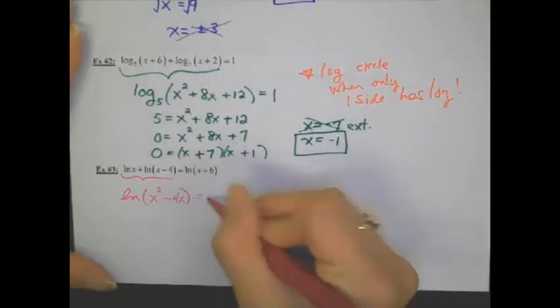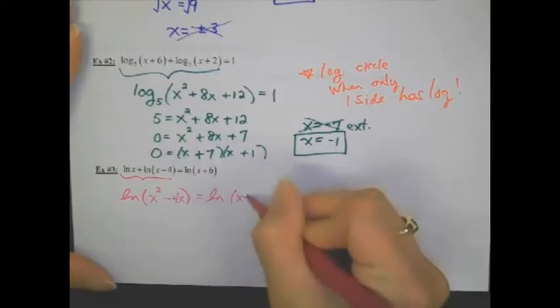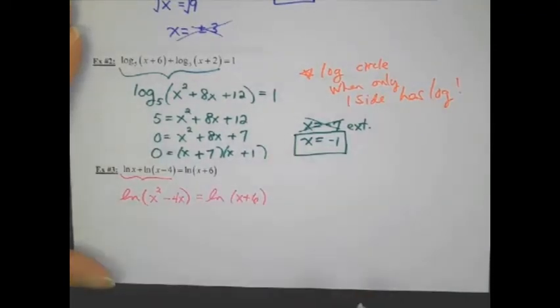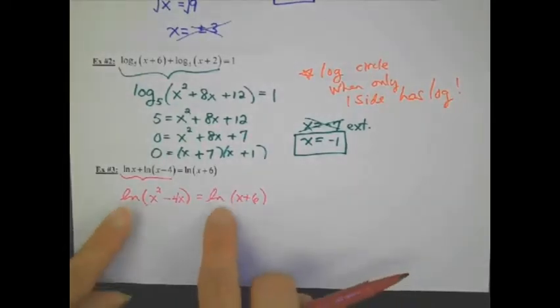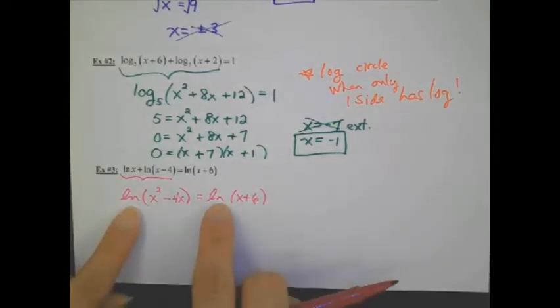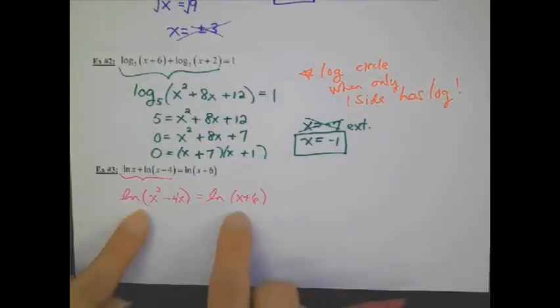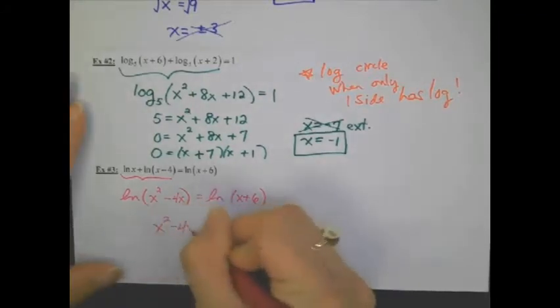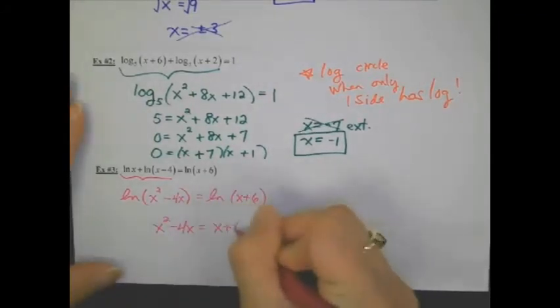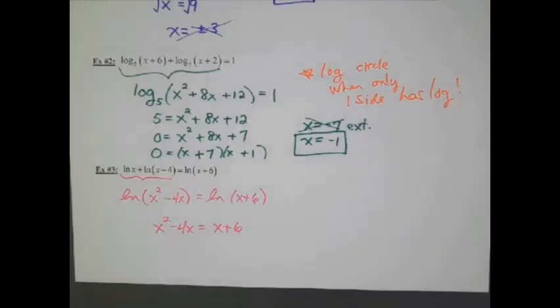All right, what do I have on the right? I have another natural log. Okay, so we have two natural logs here. Is this a good time for a log circle? No, because you have two logs, the same kind of log, and they're equal, and the bases are equal. This would be a good time to say that the of on the left equals the of on the right. That would be a good time to say that the of's are equal.